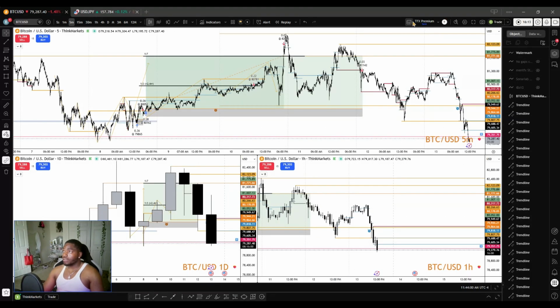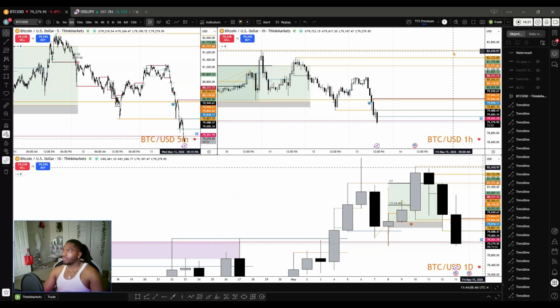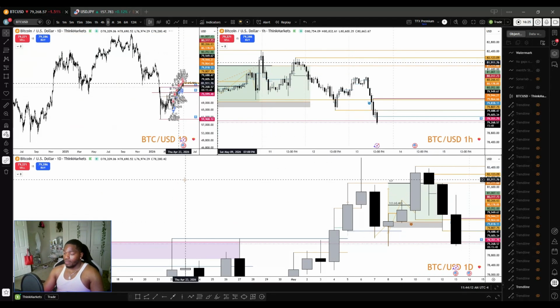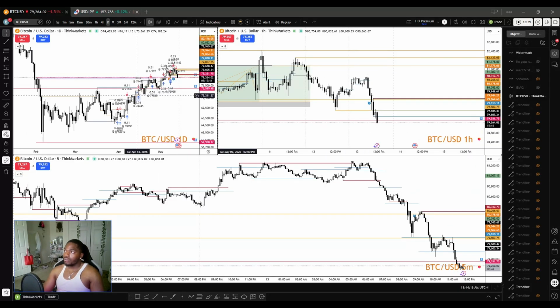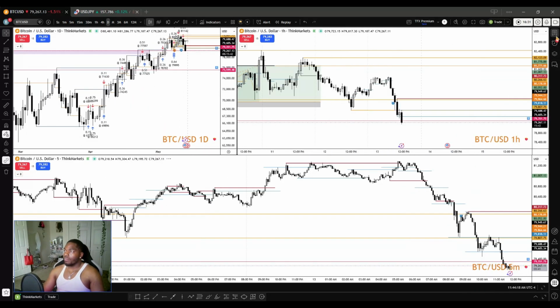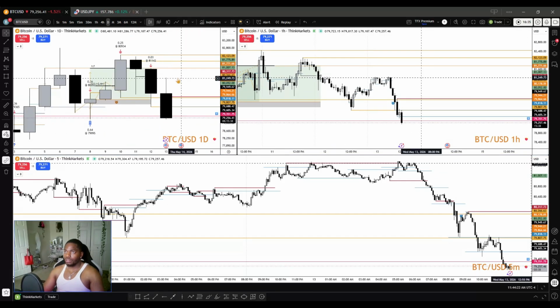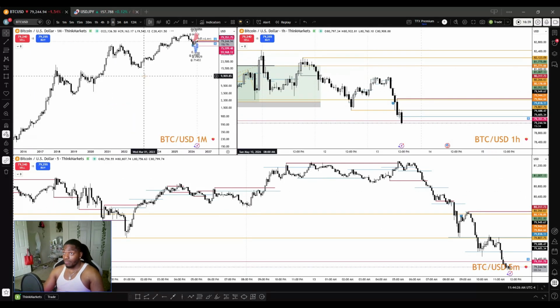But let's go back to my original setup, which was, where am I at? There's that one. And put the daily back up here and the 5 minute down here. And what I could do is basically delete everything off of this chart and redo it. But I'm just going to walk you through how I set my charts up too.